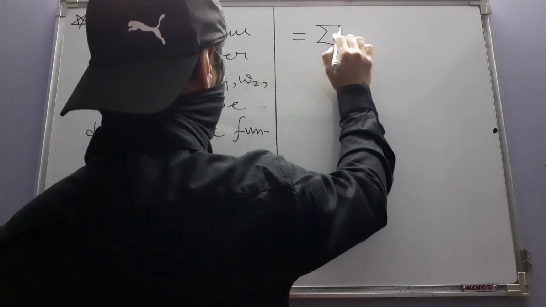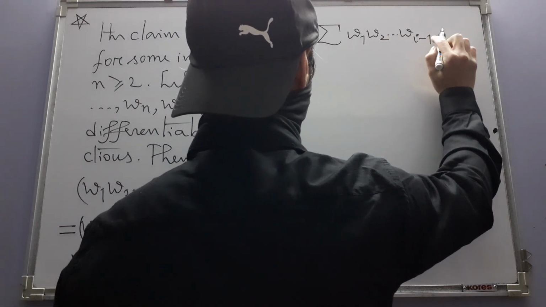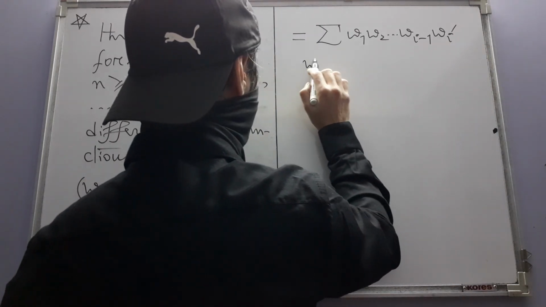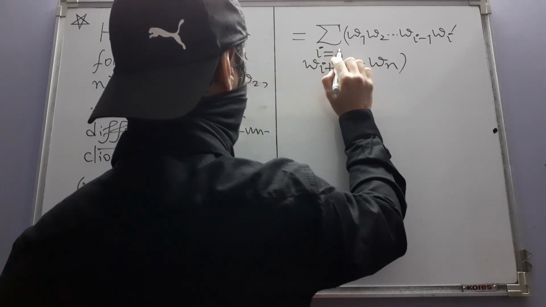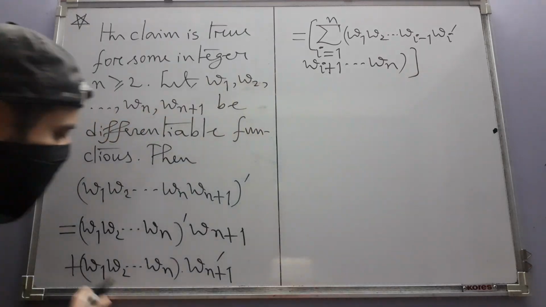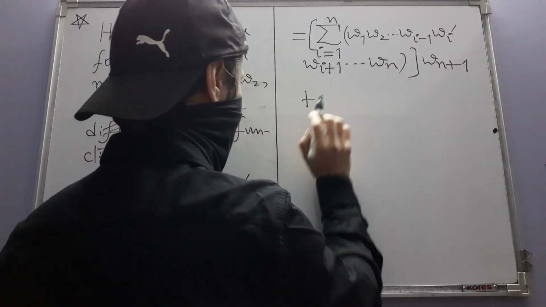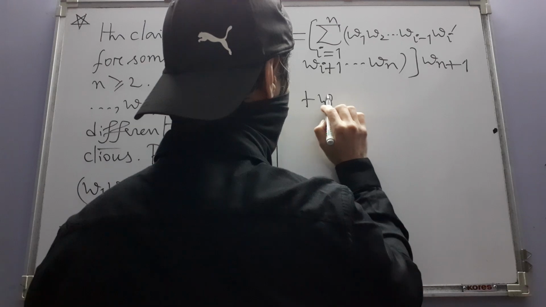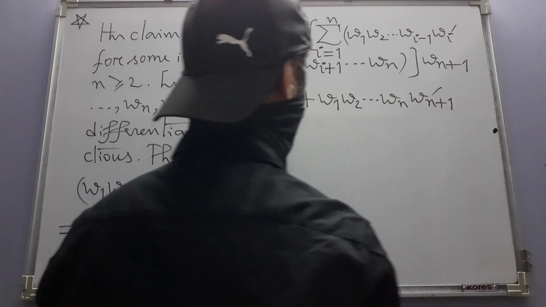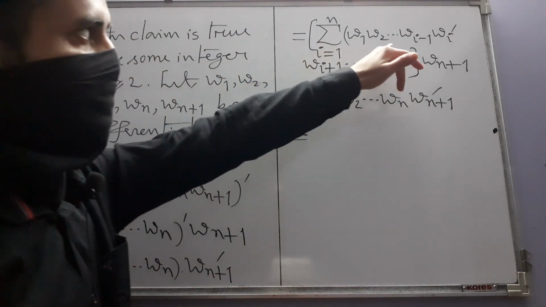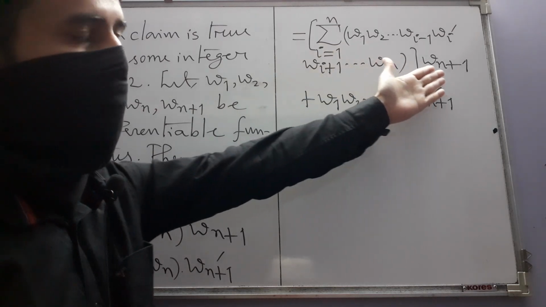Okay, so what will that sum be? That sum will look like this. Summation of w1, w2, ..., wi minus 1, wi prime, wi plus 1, ..., wn, where i varies from 1 to n, but do not forget that this entire thing is multiplied by wn plus 1 plus this other term. Now you can, of course, because this is a sum and we are multiplying the sum from outside by another thing, multiply each term of the sum by that thing.